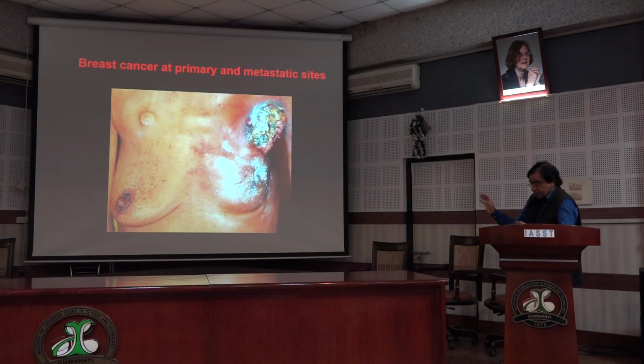So the point I would like to emphasize is understanding the process of metastasis. The nature of genes and proteins involved in the development of metastasis is entirely different from the development of cancer at the primary site. That area is much less explored, and that is the area many people are focusing on.